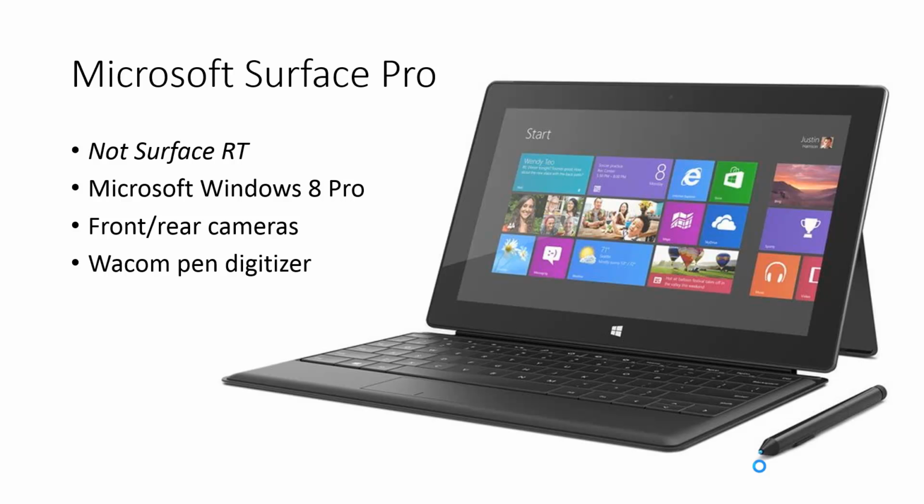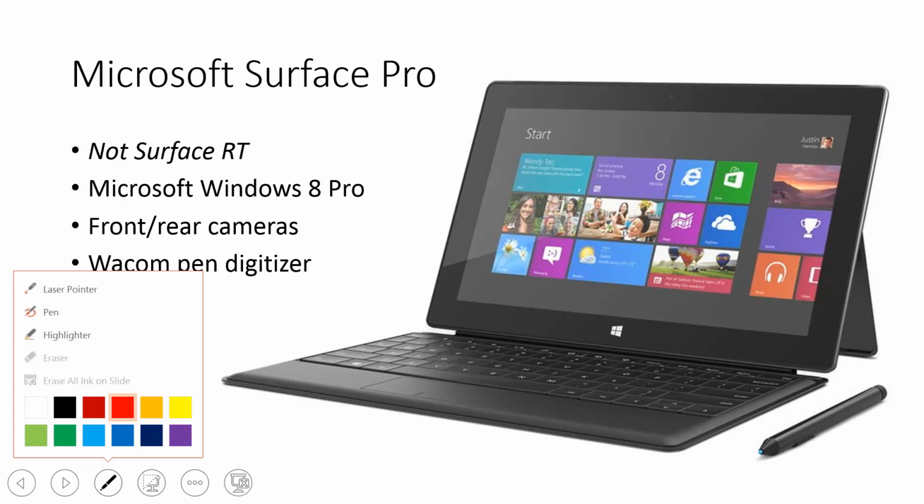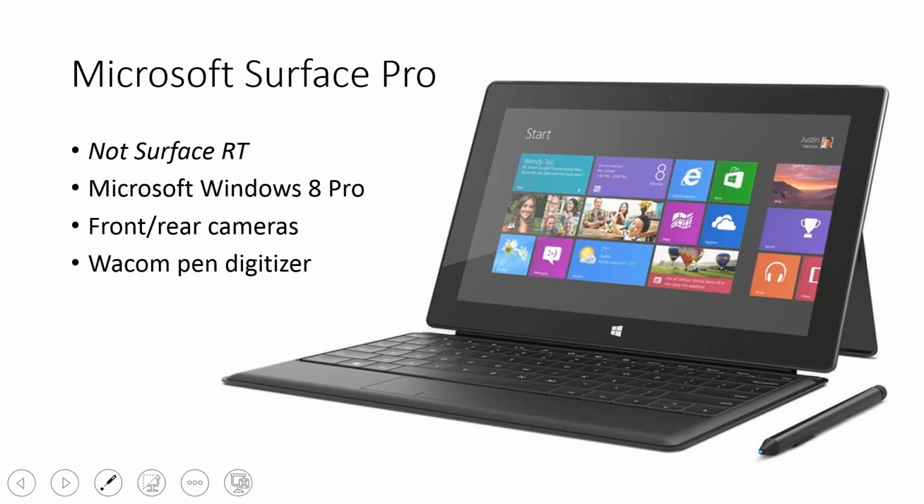So this is the Microsoft Surface Pro, and again, this isn't to be confused with the Surface RT. Let me bring up a laser pointer here to show some of the features. The Surface Pro runs the full version of Windows 8 Pro, which has the Metro desktop as well as the common Windows desktop, which we'll see in a second. It has front and rear facing cameras. There's a front camera, another one in the back, but the really important feature is the Wacom pen digitizer.